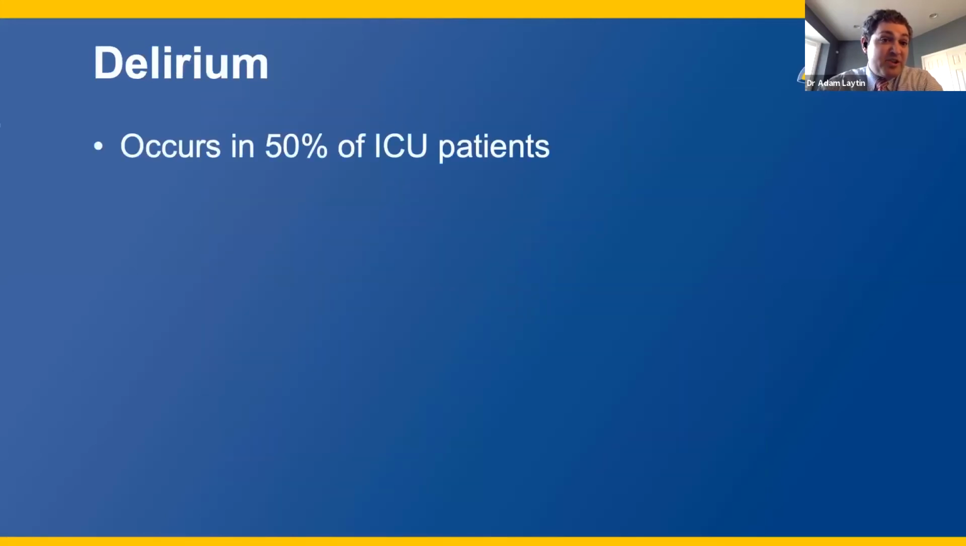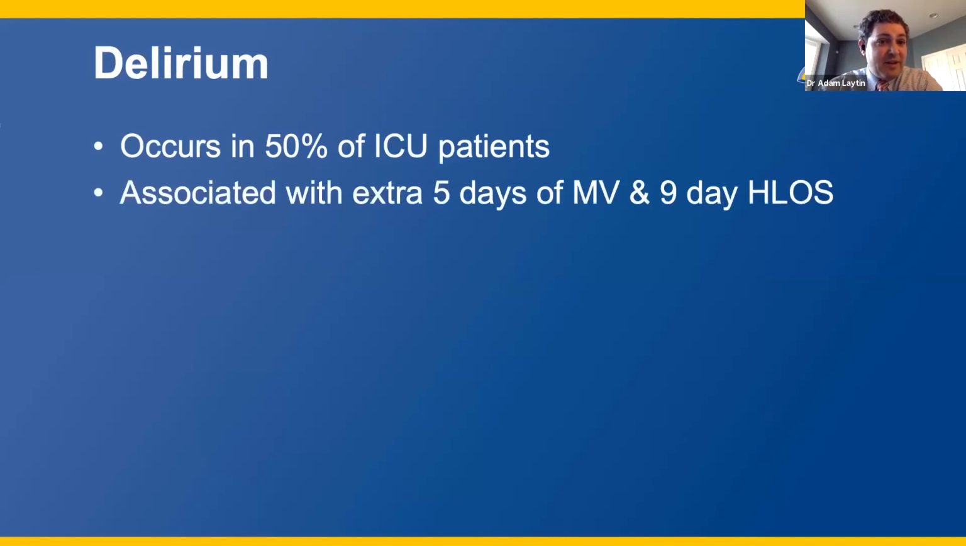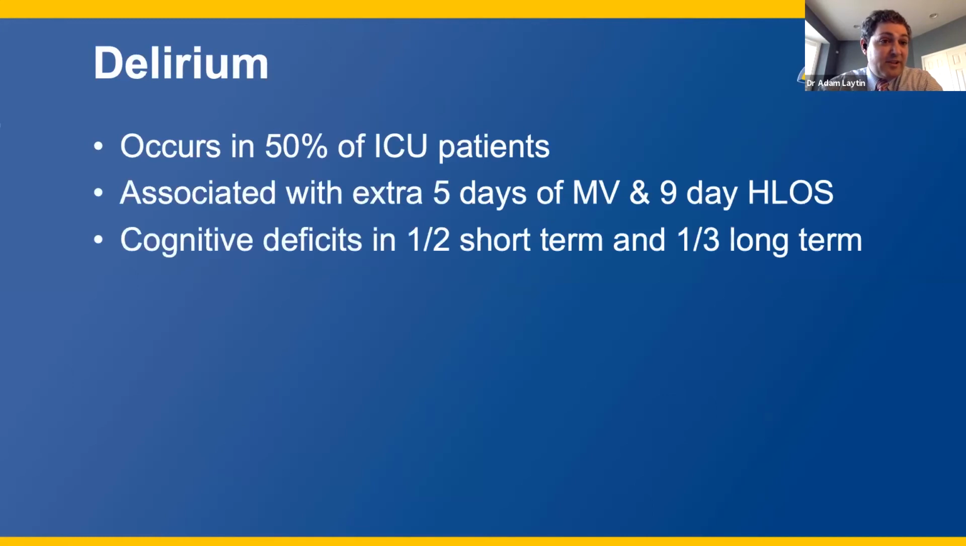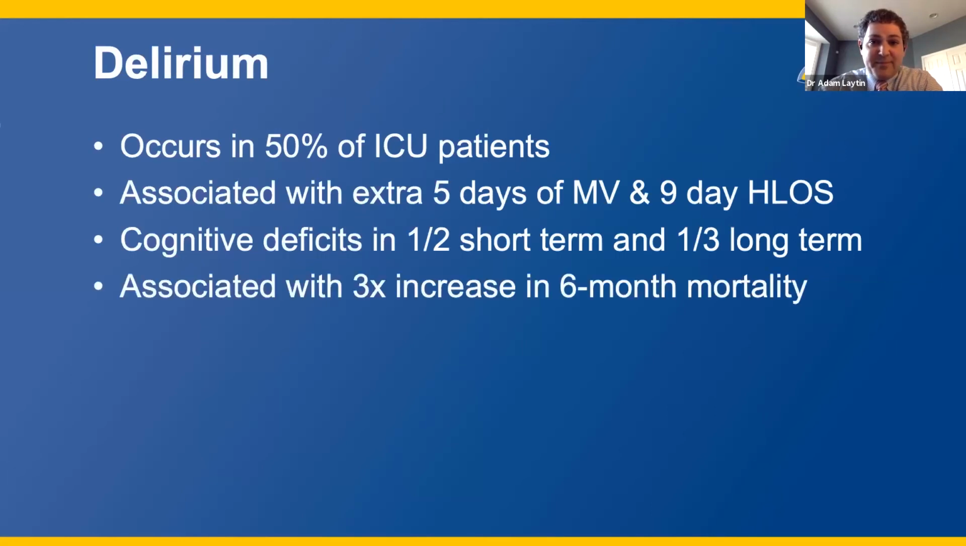So we know that delirium occurs in about 50% of all ICU patients, and that's probably higher in patients with COVID-19. Patients who have delirium have significantly longer durations of mechanical ventilation and longer hospital lengths of stay. Patients who develop delirium in the ICU are at significant risk of both short-term and long-term cognitive deficits, as well as a threefold increase in six-month mortality.